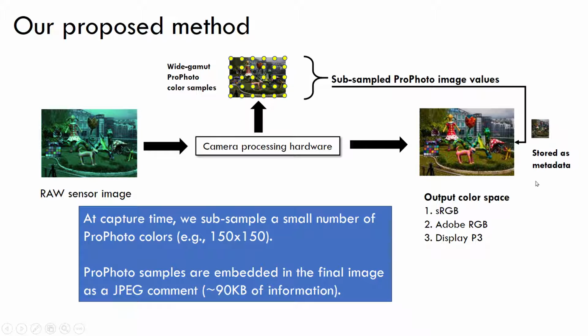Now, in my presentation, I'm going to assume the output is always sRGB, but I do want to note that this method can work with any output color space. This is just simply stored as a comment. It doesn't really matter what your output color space is, but we will focus on output color spaces that are sRGB.